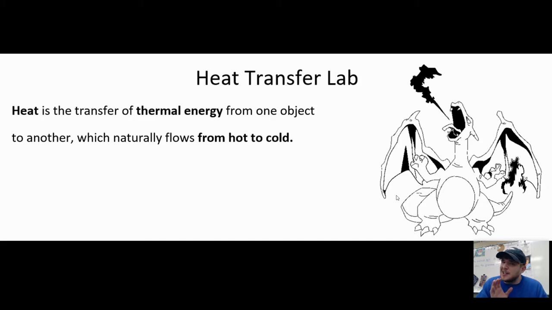Okay, we talked a little bit about heat back in the previous unit about exothermic and endothermic reactions. Heat is the transfer of thermal energy from one object to another. We talked about that. Endothermic is where it takes energy from the surroundings, and exothermic is where it releases it to the surroundings. So we're talking about energy transfer.